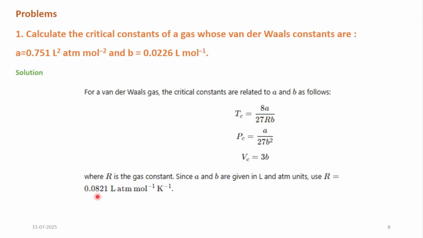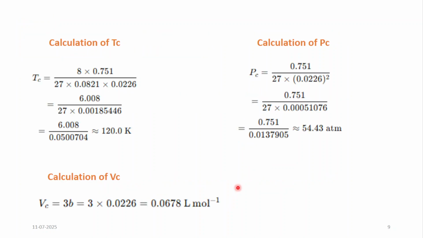That's why you take R in this form, not joules per Kelvin per mole, because R's other value is 8.314 joules per mole per Kelvin, which is in terms of energy. You can't take this because these are in other units. Calculation of TC: substitute the values, considering R as 0.0821. TC will become 120 and PC will become 54. VC is simply 3 times B, which becomes 0.0678 liter per mole.